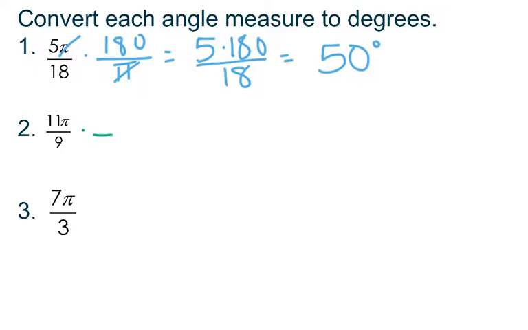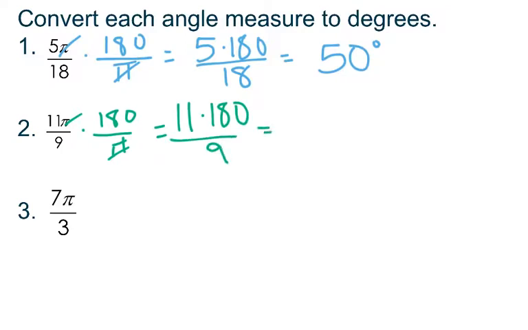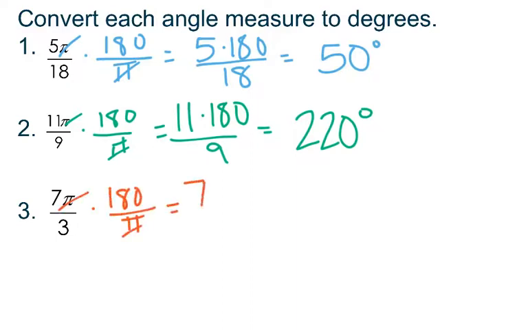Same thing with the next one. I'm going to times it by 180 over pi. The two pi's are going to cancel out. So I'm going to do 11 times 180, and then I'm going to divide it by 9. And you just type that in your calculator, and that one is 220 degrees. Last one, same thing. I'm going to times it by 180 over pi. My pi's are going to cancel out. I'm going to do 7 times 180, and then I'm going to divide it by 3. So this one's going to be a pretty big number, and that's totally fine.